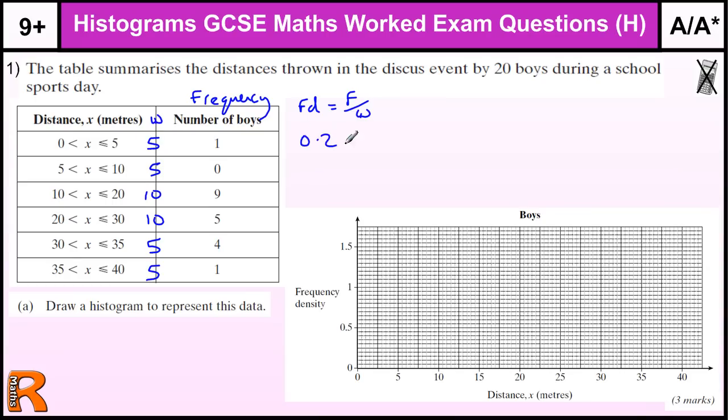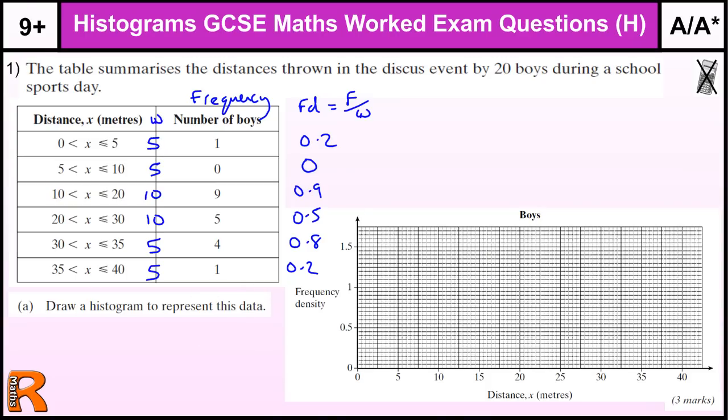which is 0.2. This is a non-calculator question, so these sort of calculations you need to be able to do without a calculator. 9 divided by 10 is 0.9, 5 divided by 10 is 0.5, 4 divided by 5 is 4/5, which is 0.8, and 1/5, which is 0.2. Okay, now we need to draw that.